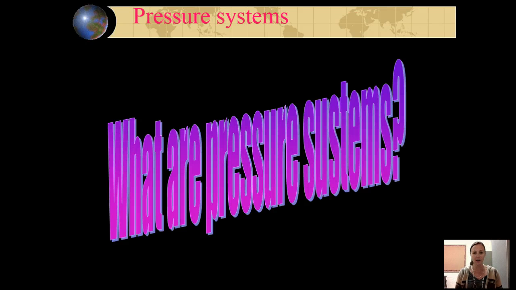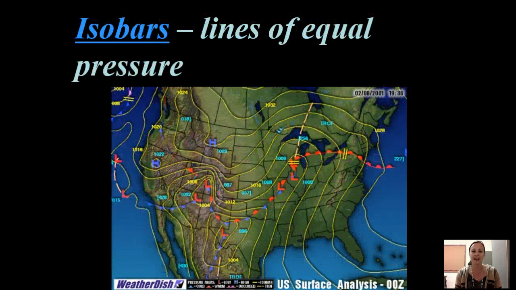We're going to continue talking about meteorology and revisit the ideas behind air pressure, and we're going to apply it to our weather outside on a day-to-day basis. This is known as a pressure system. So let's talk a little more about that.